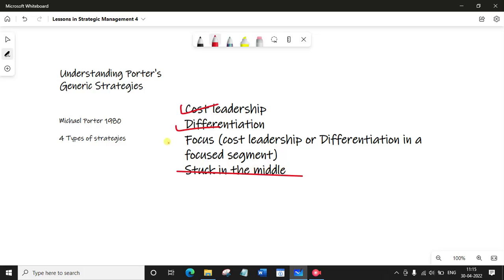So the strategy options out of the four are cost leadership and differentiation, or if that is not possible, focus on a specific customer segment and then give a cost leadership or a differentiation focus.